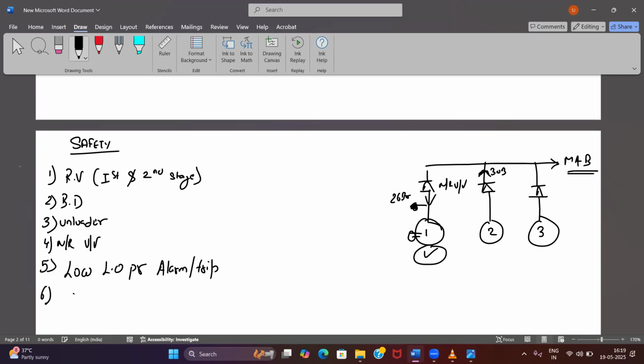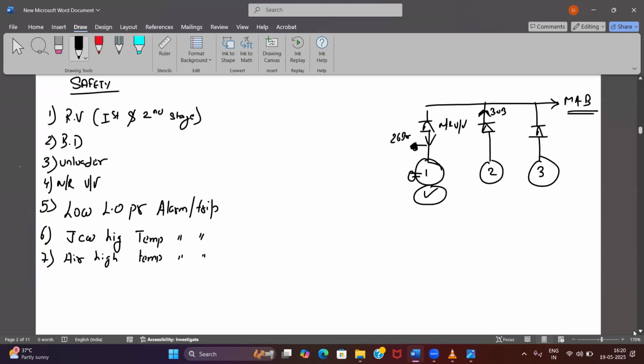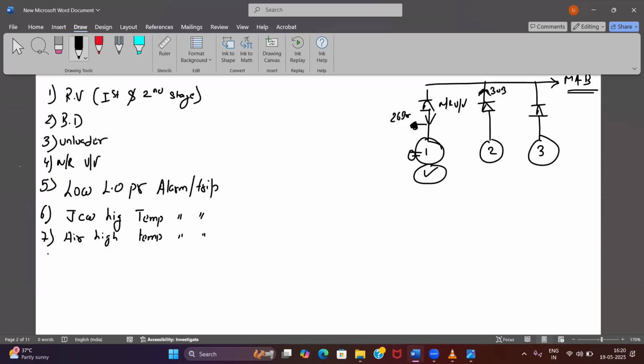Then there is high temperature also, okay. Jacket water temperature, yes sir. You have air high temperature alarm. Motor overload trip can also happen, sir. Yes, that is also a safety, motor overload trip.